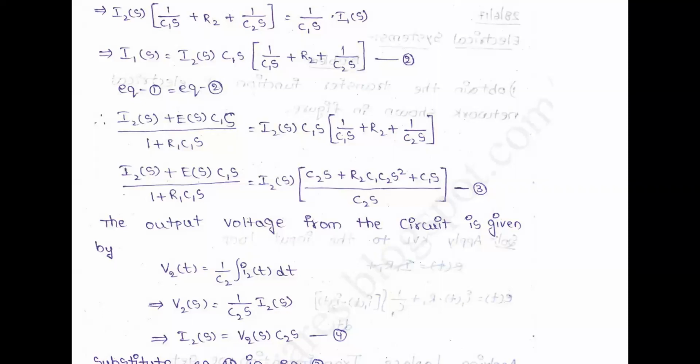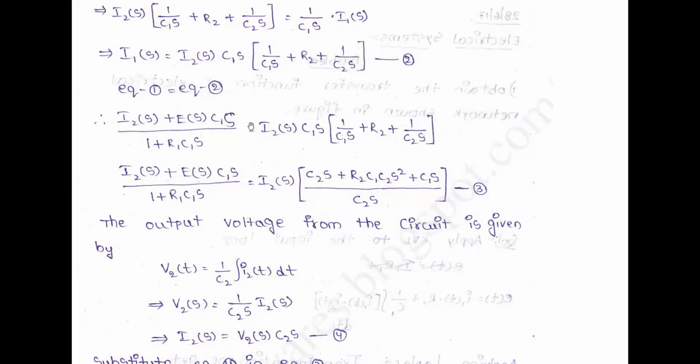So using the voltage across the three elements, apply KVL at the first loop, and using the voltage across the elements, apply KVL at the second loop. So equation 1 and equation 2 give the voltage across the elements in the first loop. Apply KVL at the second loop.